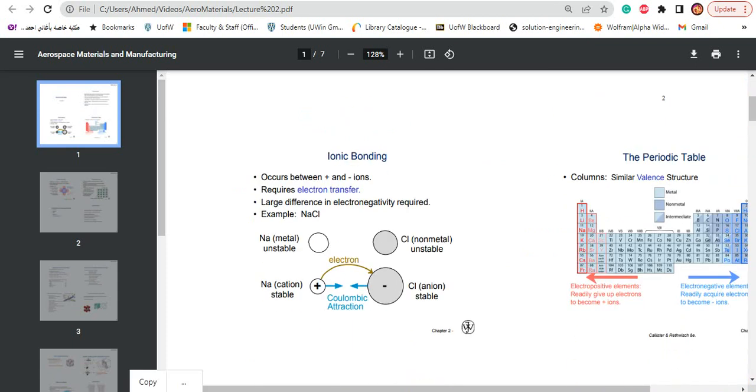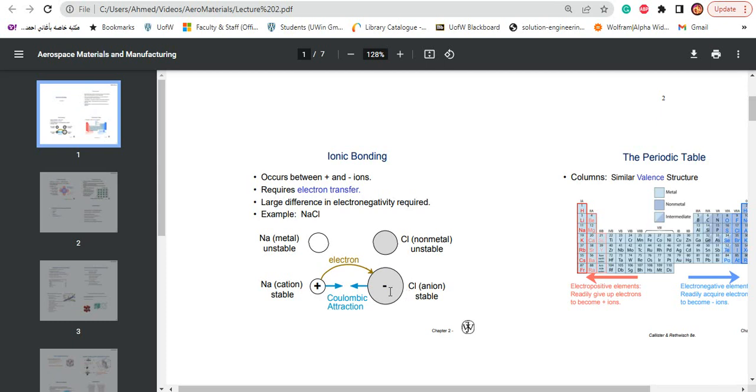Ionic bonding occurs between the positive and negative ions, requires electron transfer. Large difference in electronegativity is required. An example is NaCl. Na is positive, Cl is negative.